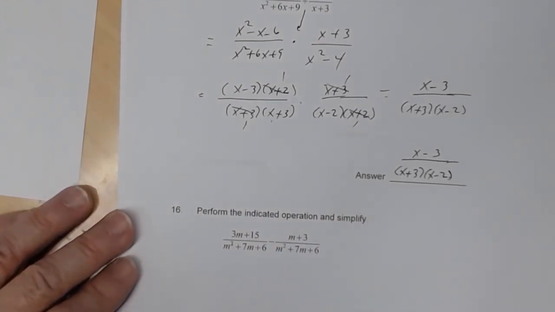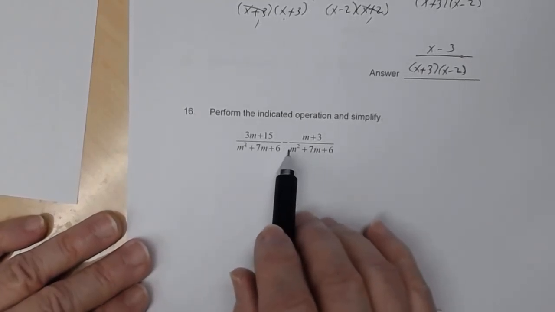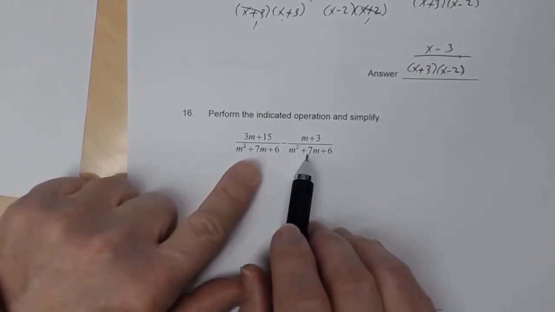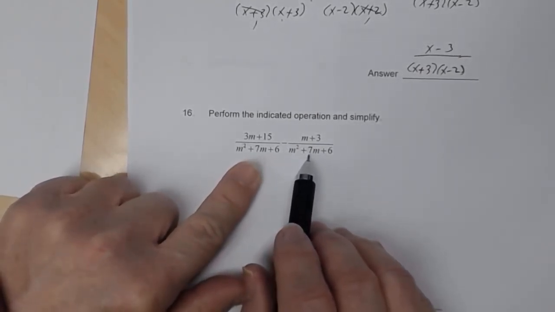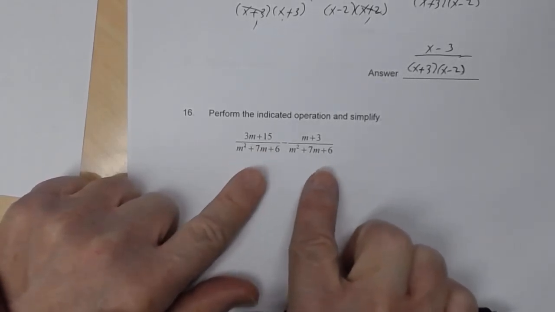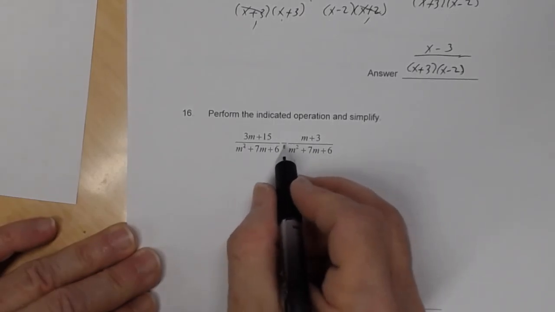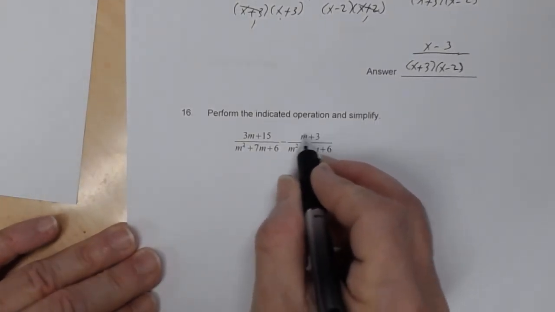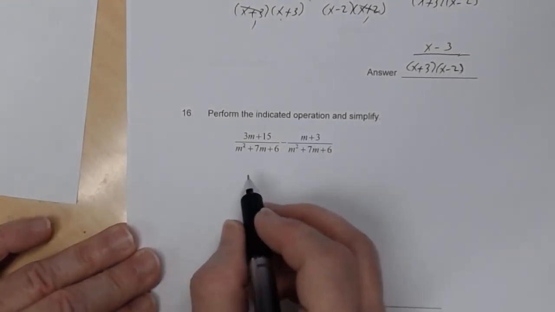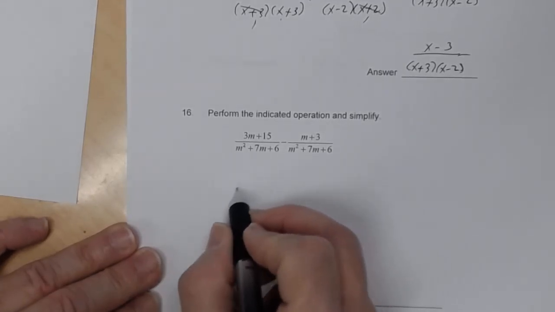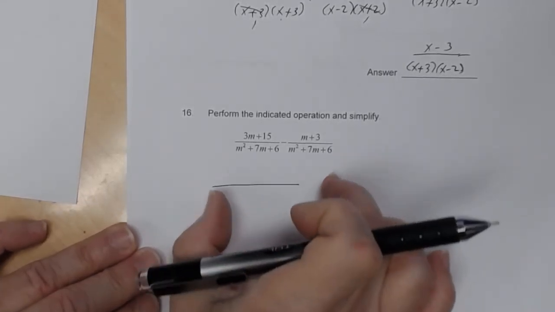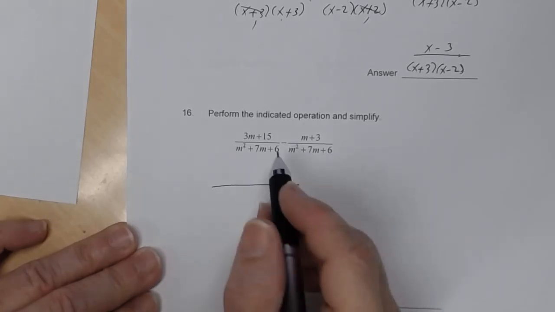All right, number 16. You want to subtract these rational expressions now, but notice that the denominators are the same. On the next test, they're going to be different, but on this one, the denominators are the same. Also remember, you're subtracting this, so you've got to be careful with the subtraction symbol. So since the denominators are the same, I can write this as one rational expression.